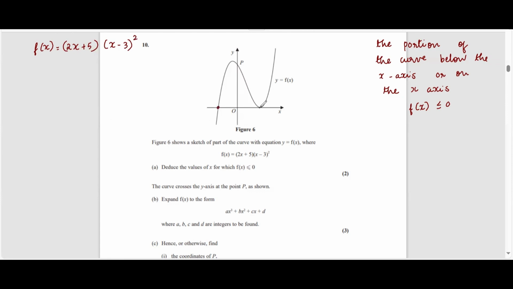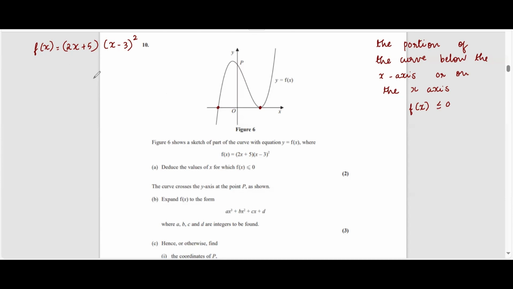We have two x-intercepts here. One is on the negative side of the x-axis and the other one is on the positive side of the x-axis. I can see that the curve is only touching the x-axis here. That means at this point, there will be a repeated root. Let's find out what the x-intercepts are.